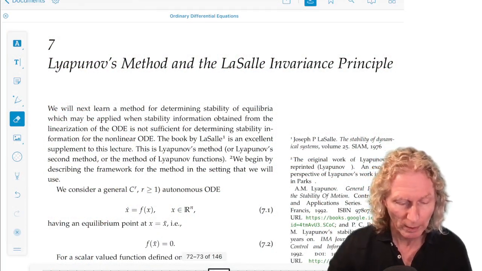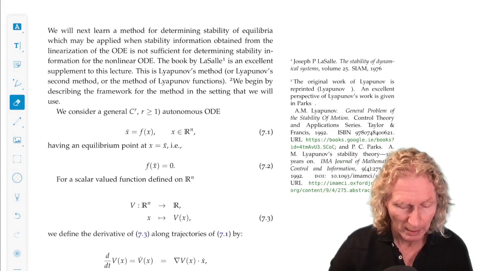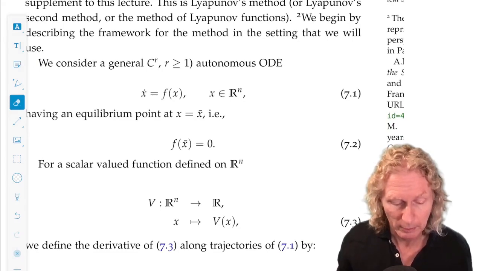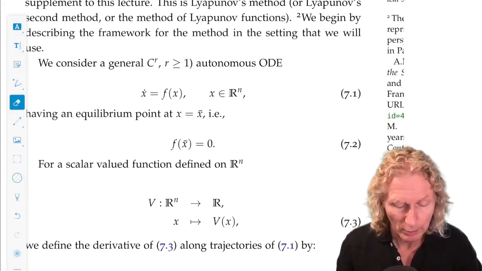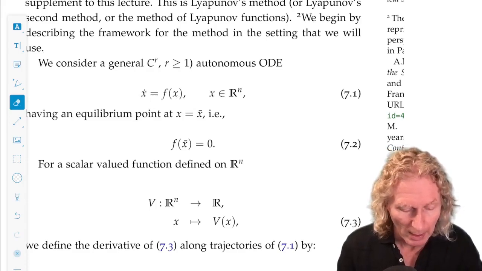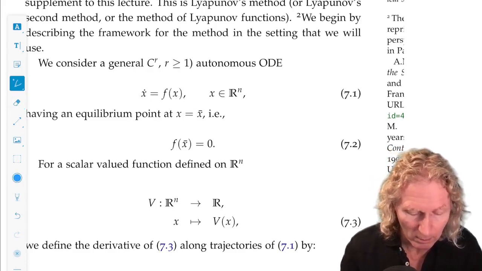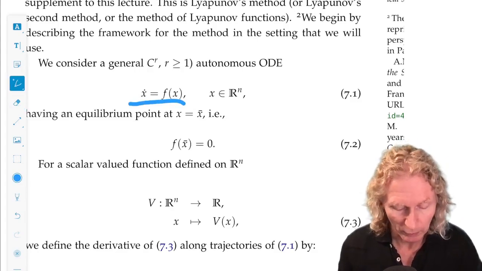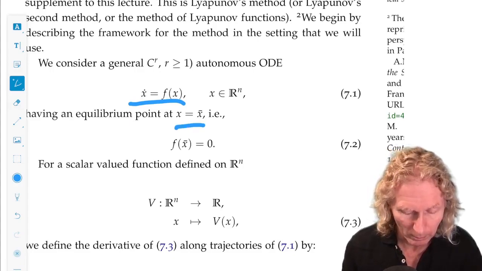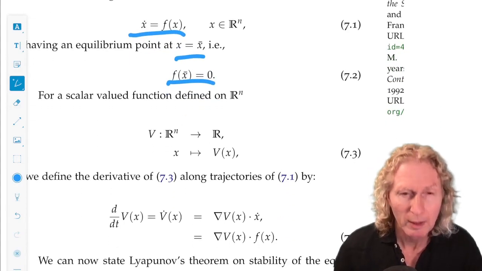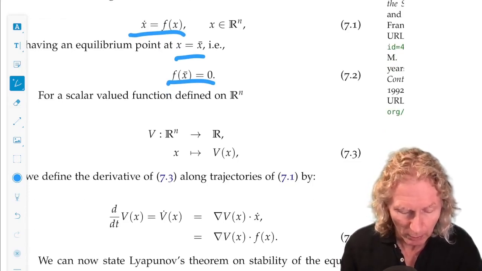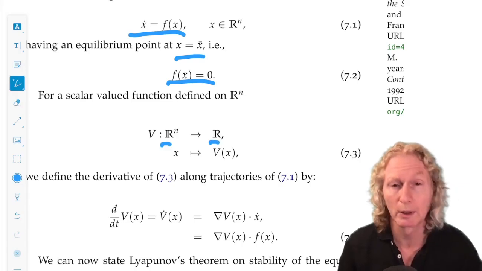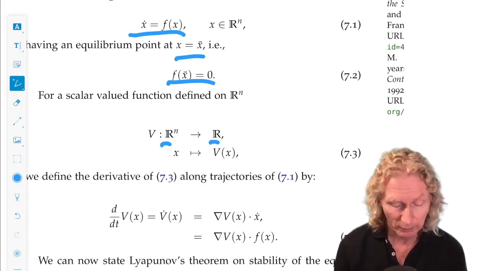So we're going to begin with Lyapunov's method, and we're going to develop this for autonomous, general n-dimensional ordinary differential equations. The question we have is stability of an equilibrium point. So we assume there's an equilibrium point, and I want to develop a little bit of terminology first. Suppose we have a scalar valued function of the phase space. We're going to call it uppercase V of x.